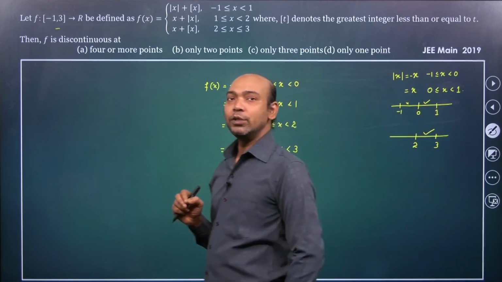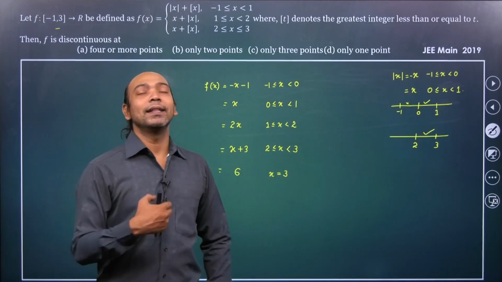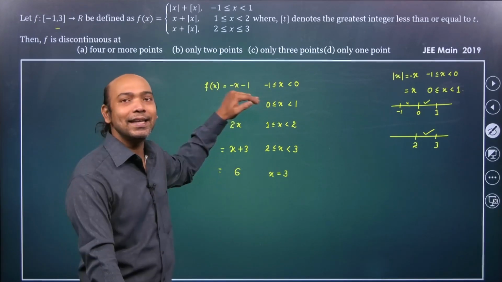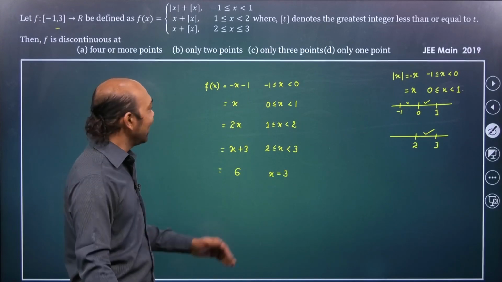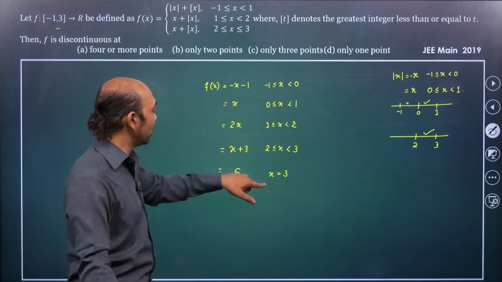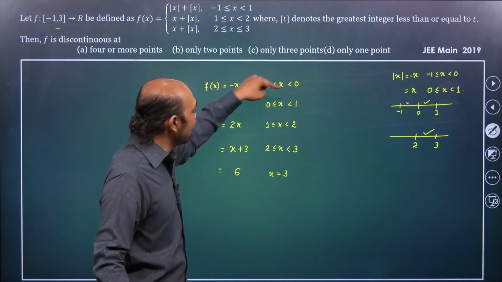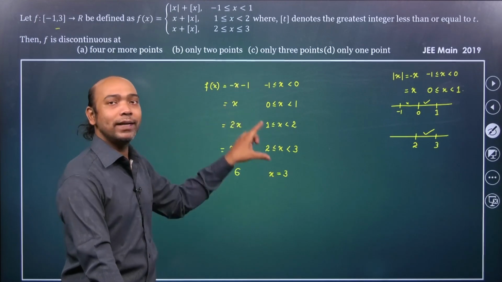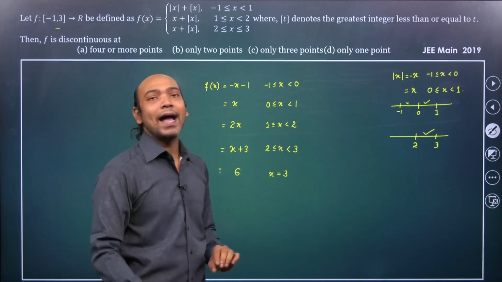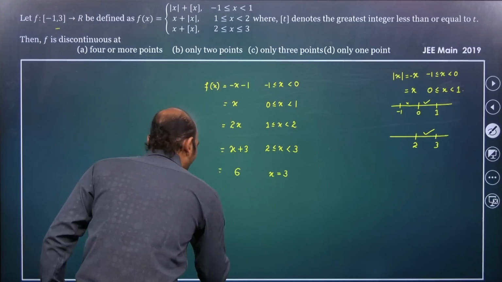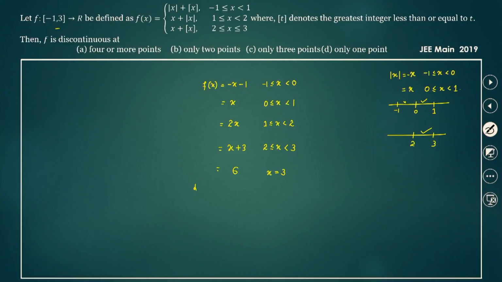Now we need to find at which points these are discontinuous. Obviously the function is continuous inside each and every interval, so in minus 1 to 3 every point is continuous, except we don't know about the points 0, 1, 2 and 3. So these are the doubtful points. You have to test only at these points 0, 1, 2, 3. Let's go ahead and test them one by one. First we calculate the limit as x tends to 0 minus of f(x).